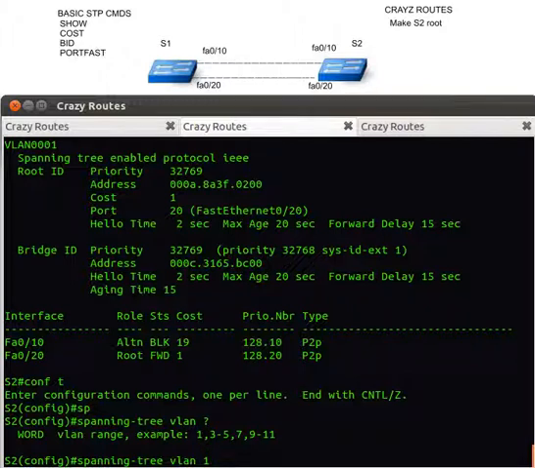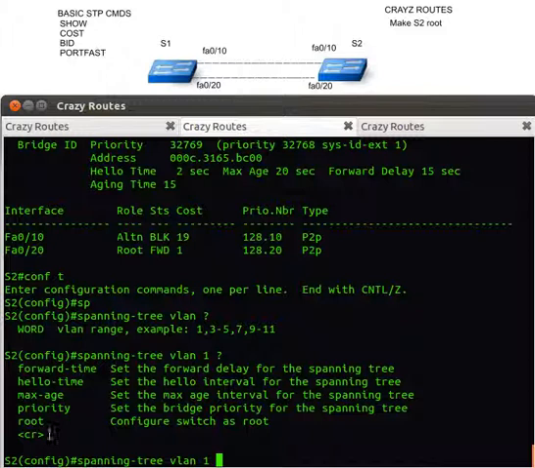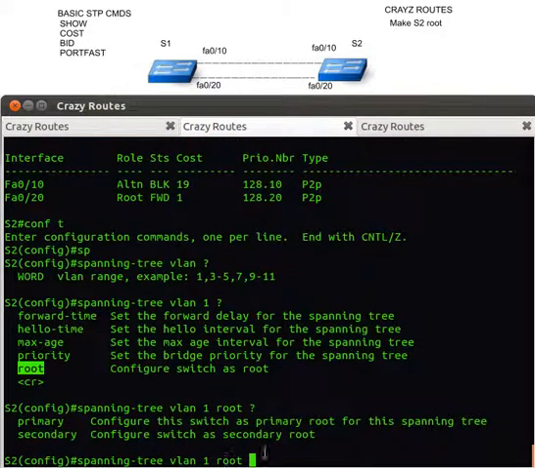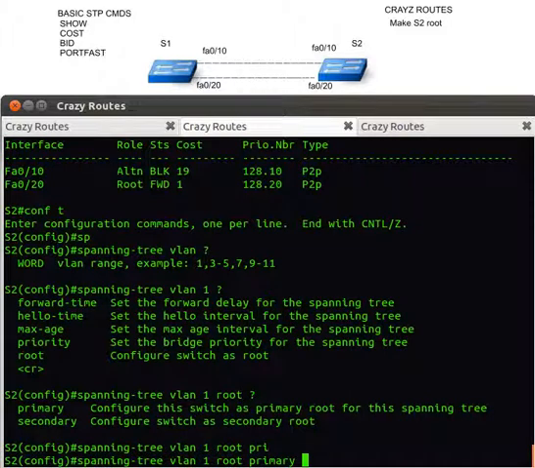And let's do another question mark. Let me show you. These two commands are the commands that we are going to be paying attention to, and that is the priority or the root. For this instance, we are going to use root question mark, and as you see, we have primary or secondary, and since we want to make this the main one, let's go with primary.